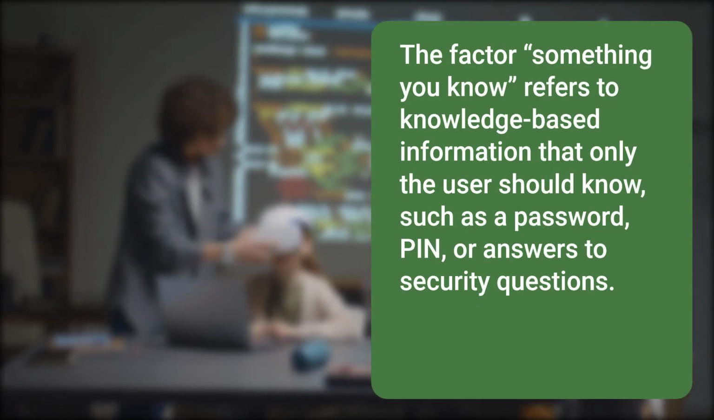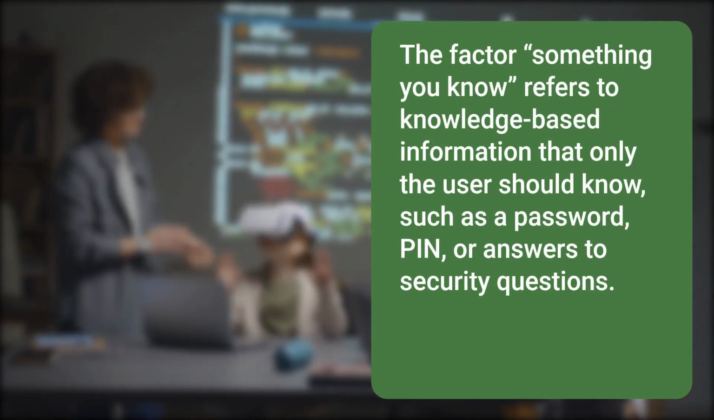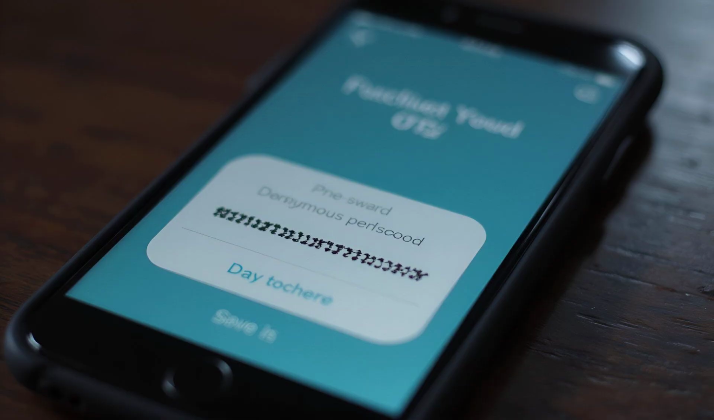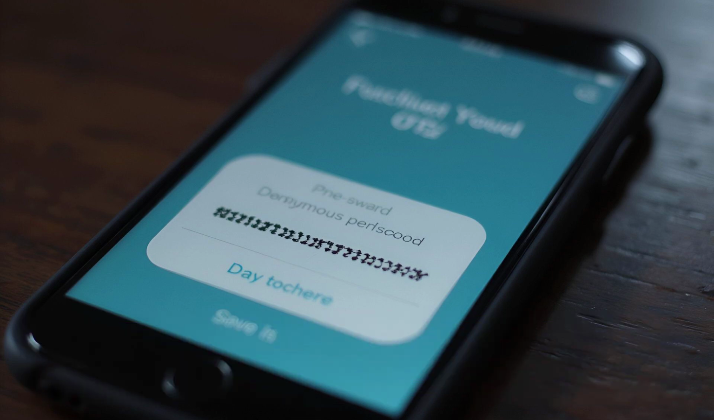The factor something you know refers to knowledge-based information that only the user should know, such as a password, PIN, or answers to security questions. This is the most common authentication factor and is usually the first step in MFA. CompTIA questions often start with a password login and then ask what additional factor would make the process multi-factor authentication.